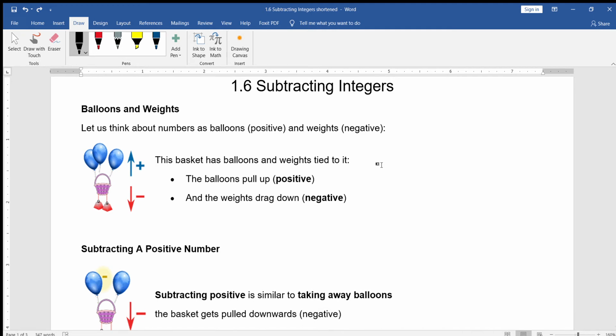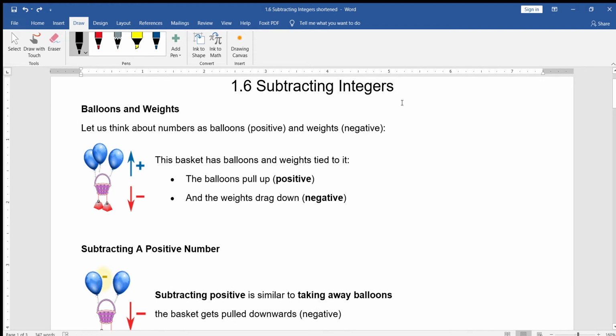Welcome to another video. For this video, we're going over 1.6 subtracting integers, and this is part of the shortened series. This is more to the point than the other 1.6 subtracting integers video. So let's talk about subtracting integers.